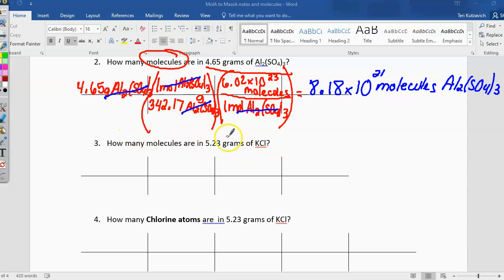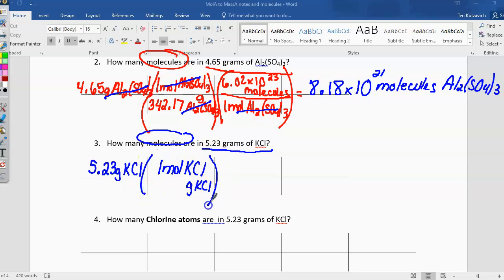Let's do another one. So you're given grams and you're asked to find molecules, similar to what we did in the last problem. So we write down our 5.23 grams of KCl. Our grams of KCl has to go on the bottom. What always, always, always goes on the opposite side of grams? 1 mole of the same substance. If you want, you can write your parentheses in there. What number goes with the grams? 74.54. You add it up from the periodic table.